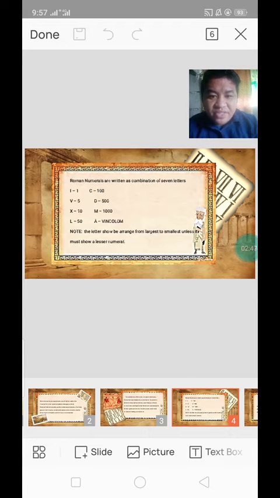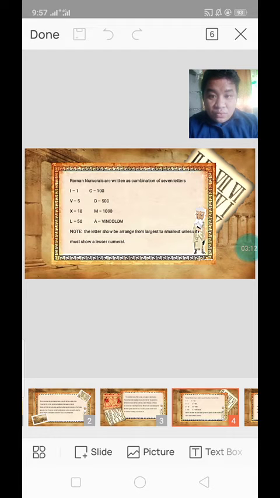If there is a vinculum, for example, a vinculum is an underline, for example an underline over the M, the underline over the M is equivalent to 10,000.